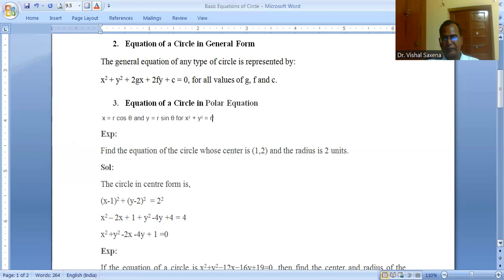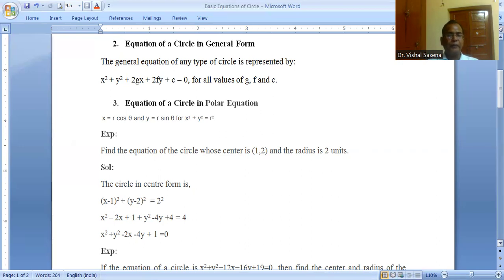Diameter means here that the two endpoints of the diameter are (x1, y1) and (x2, y2). So these are the two endpoints, (x1, y1) and (x2, y2). And this form is called the diameter form of the circle. Now we take some examples to explain these topics more.